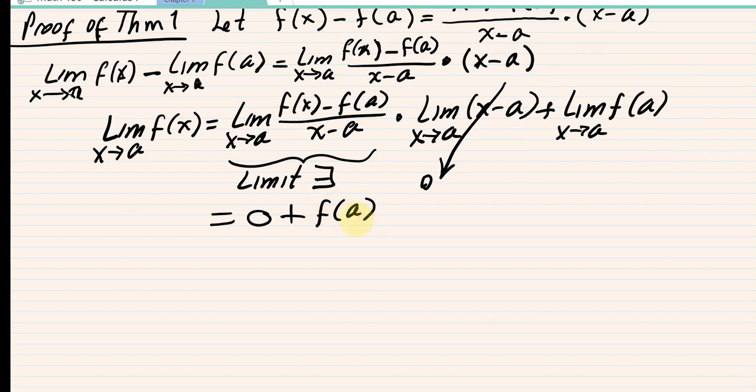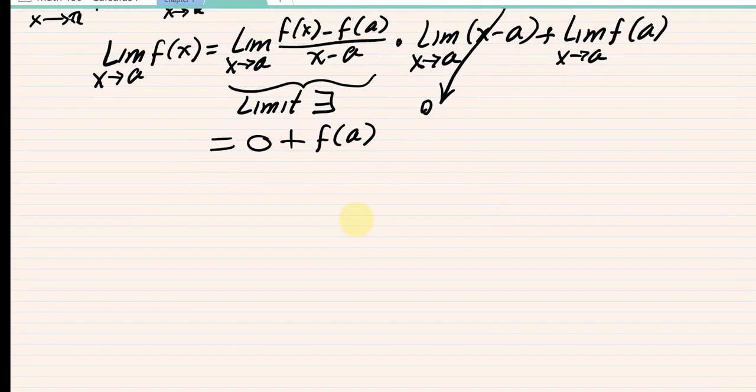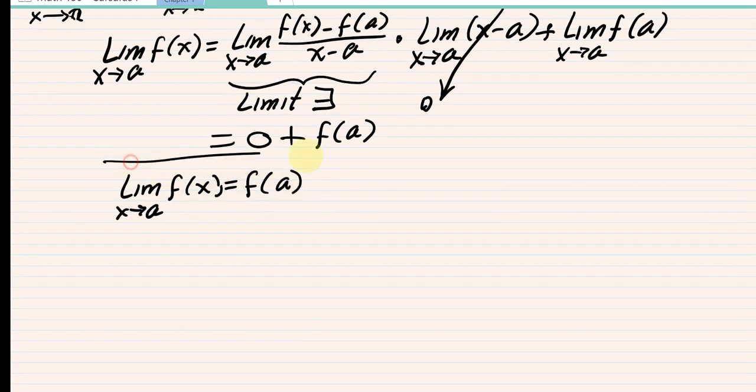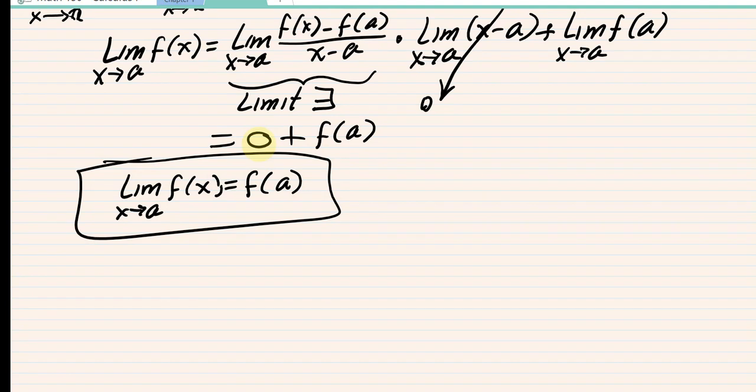Okay, and we just showed that the limit of f of x equals f at a, and that's the very definition of continuity. So all said and done, we just showed the limit as x goes to a of f of x equals f at a. And again, by the definition of continuity, there you go, the function is continuous. So if a function is differentiable, then it's continuous.